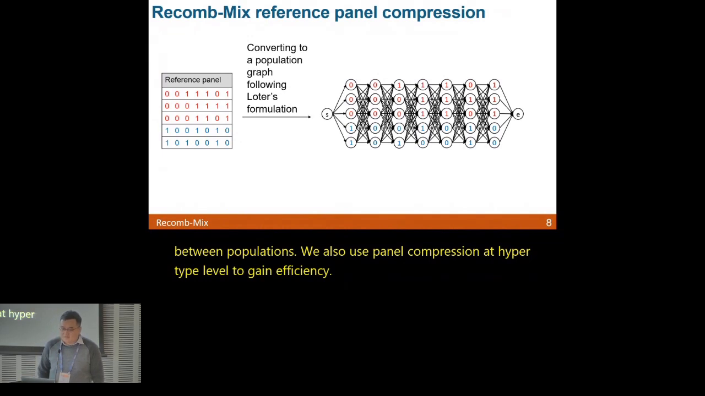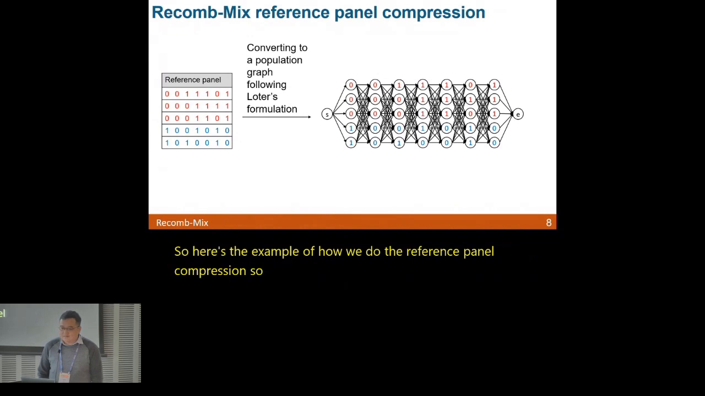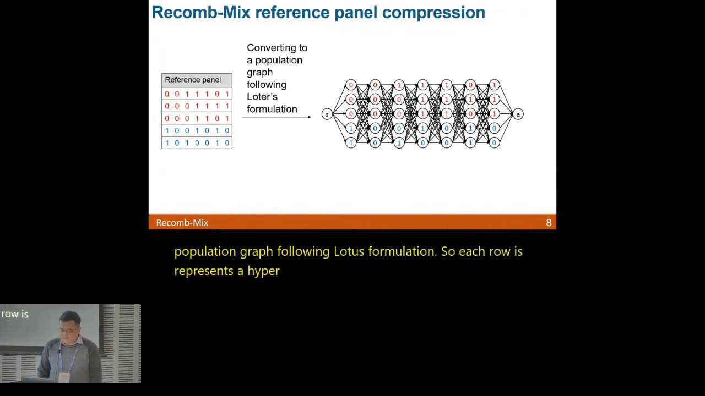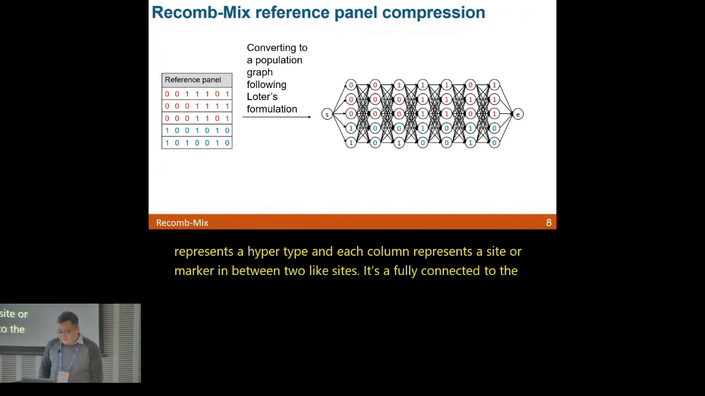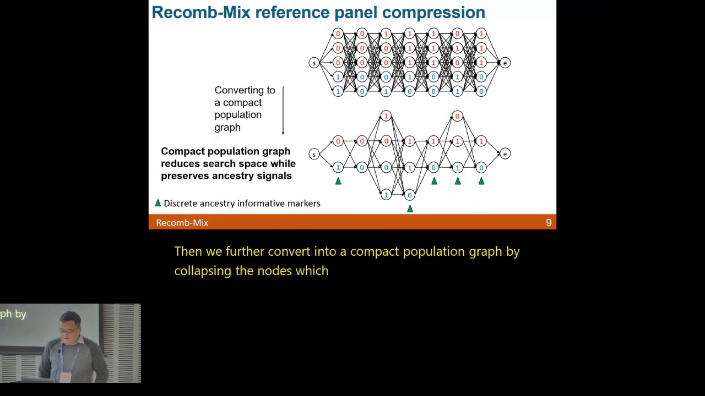So here's an example of how we do the reference panel compression. We convert the reference panel into a population graph following the Lotus formulation. Each row represents a haplotype, and each column represents a site or marker. Between two sites, it's a fully connected graph. Then we further convert it into a compact population graph by collapsing the nodes, which have the distinct allele values as well as the ancestral population labels.